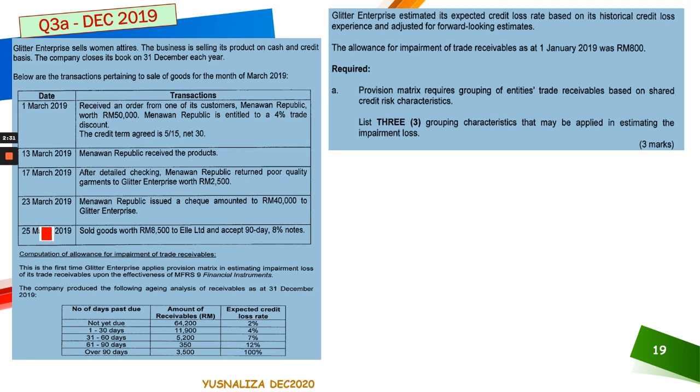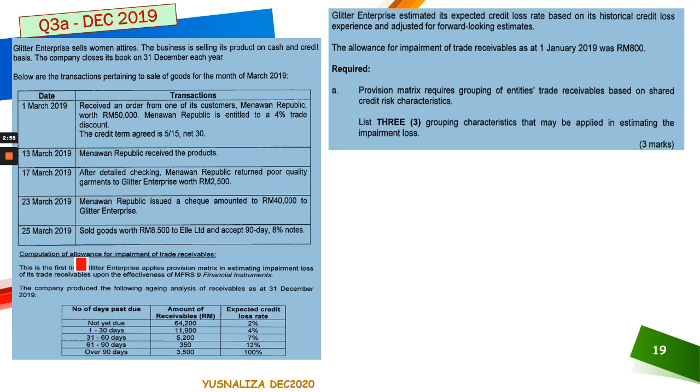And then the last one is 25th of March, where you sold goods to another company, L Limited, and accepted a 90 days 8% note from L Limited. So this is not about account receivable, but more on the second type of receivable, that is notes receivable. We have some information regarding computation of allowance for impairment of trade receivable.